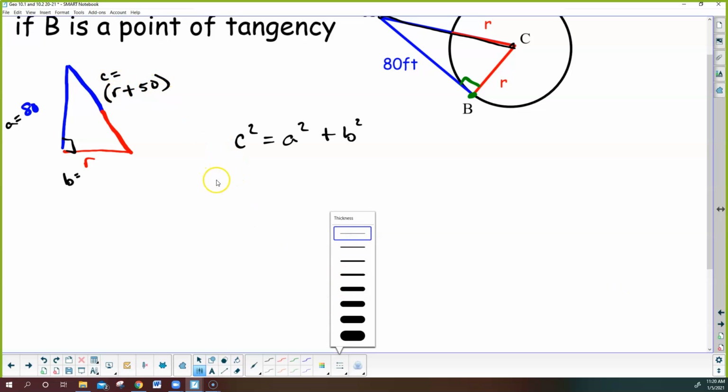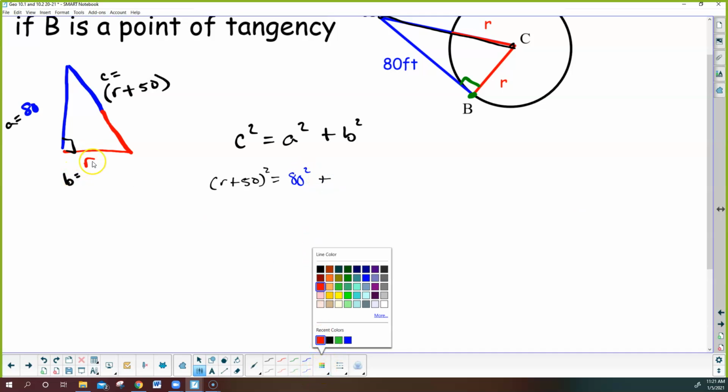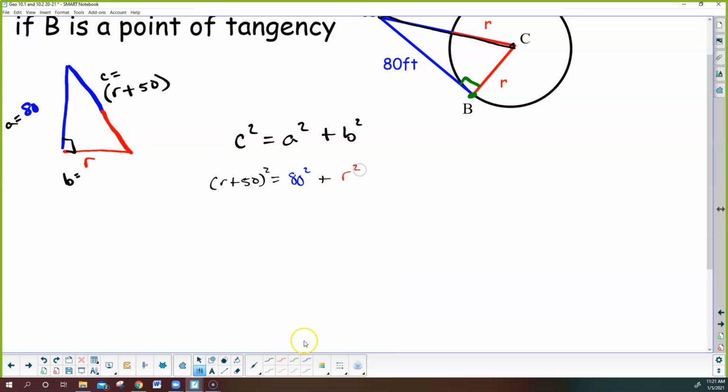So here's the whole reason why we're doing this problem. Notice when I plug in c squared, I get r plus 50, and then I have to square that whole thing. There's a reason why I put it in parentheses. And then a squared ends up being 80 squared, plus b is our length r, so r squared. All right? So we just used the Pythagorean theorem, but the reason why we're doing this problem is right here.